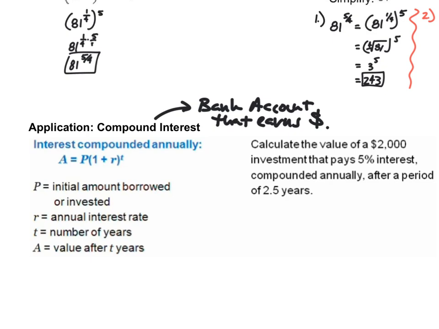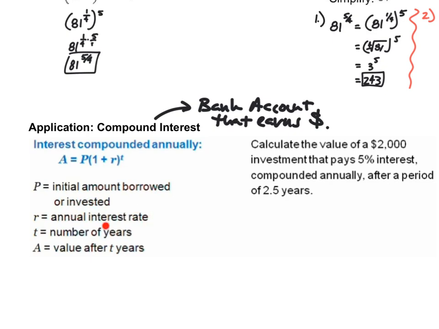So you have this formula where A equals P times the quantity 1 plus R to the T power. And your P is your principal amount. So that's the initial amount that's borrowed or invested.